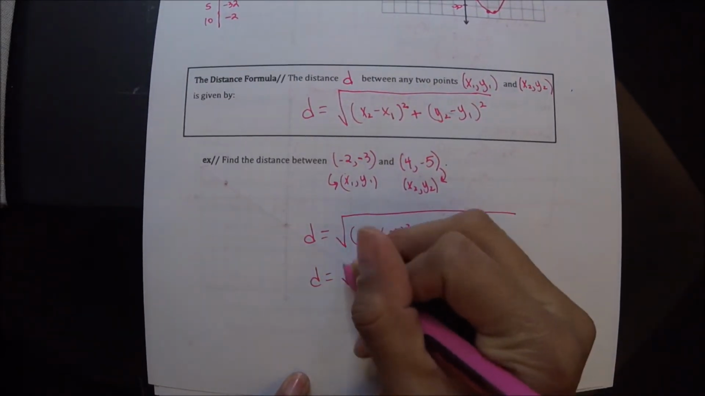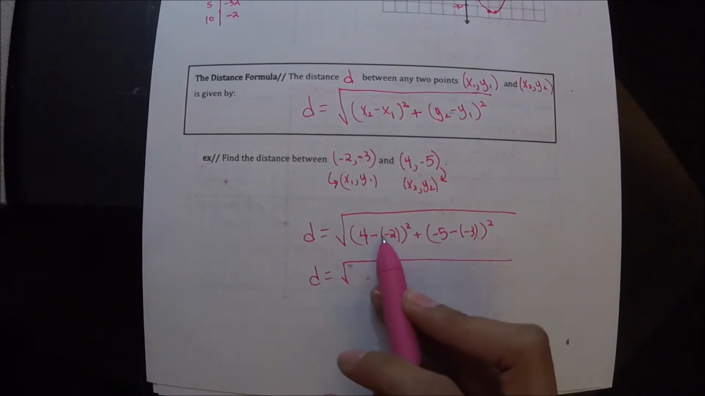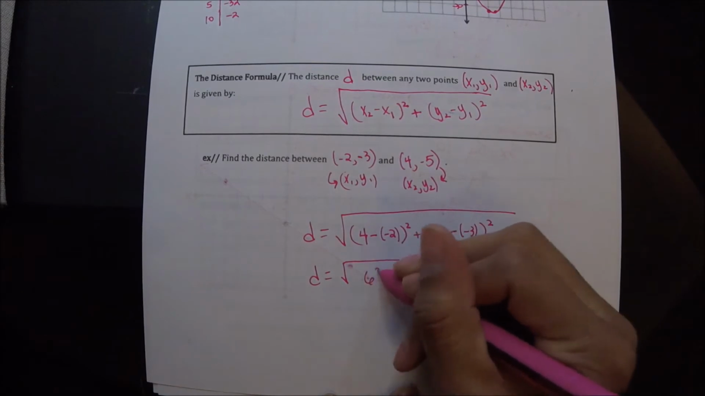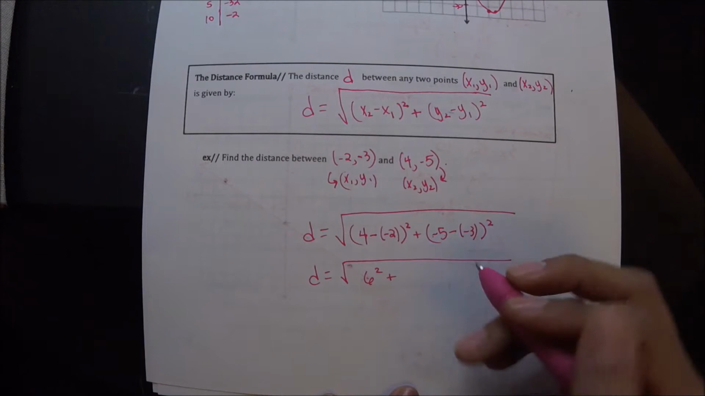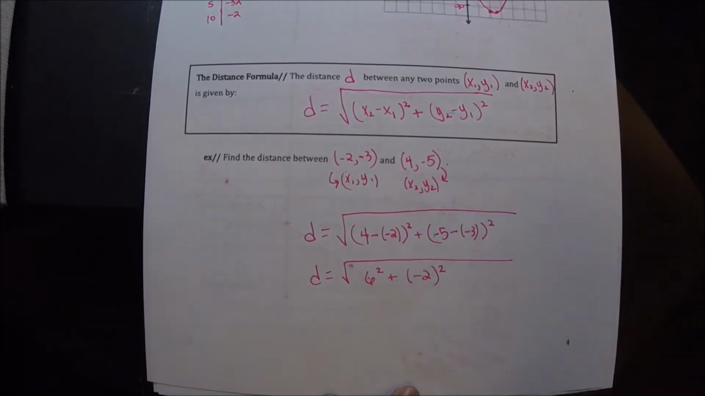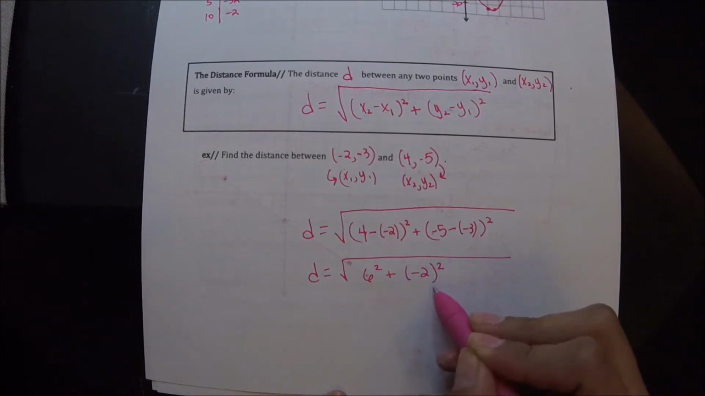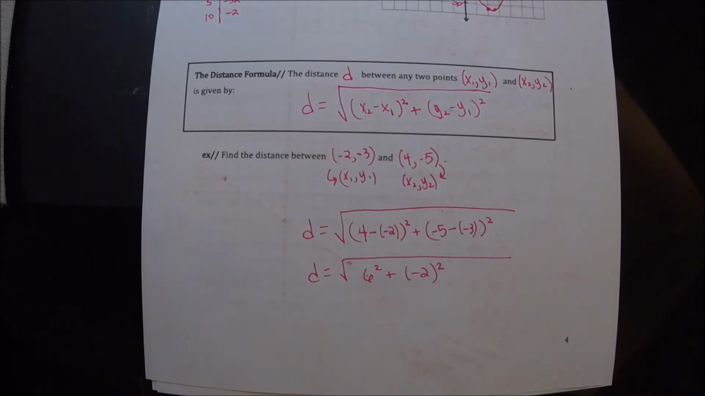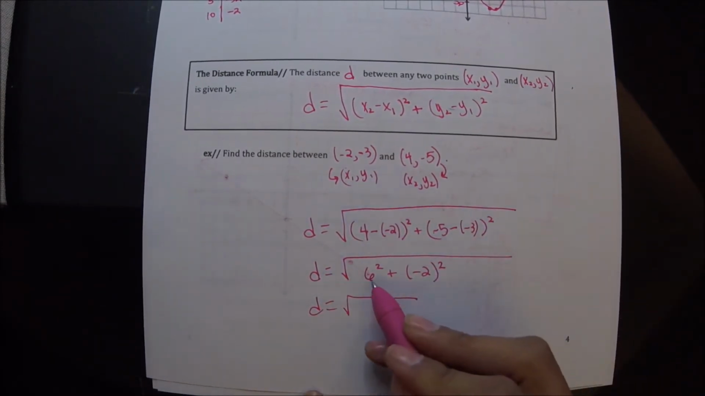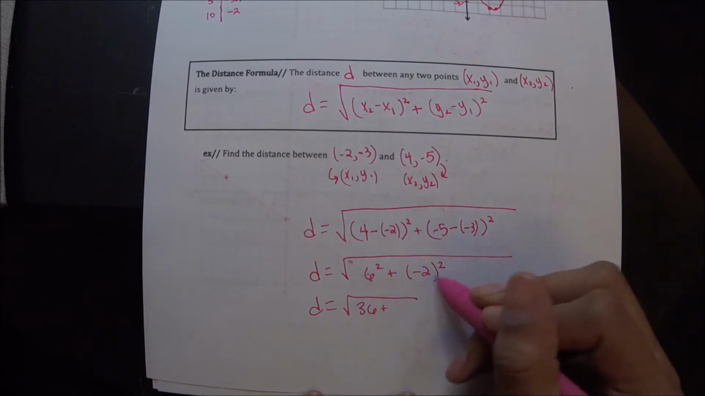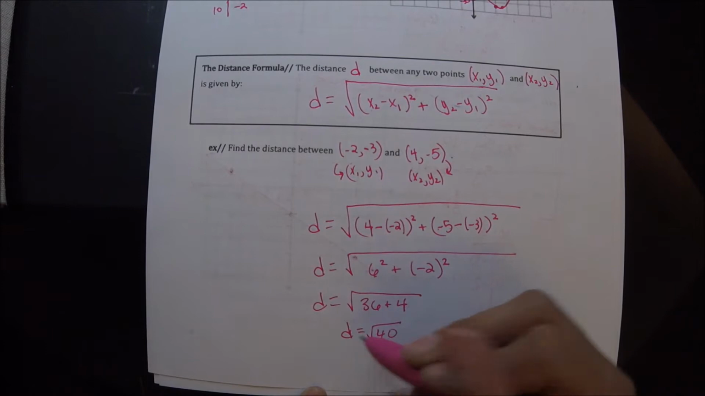And then the rest is simplification, work from the inside out. So 4 minus -2, that's 6. So we have 6 squared plus -5 plus 3 is -2. And that whole thing in parentheses, because we're squaring the entire number -2, so we need the parentheses there. So, next, 6 squared is 36, -2 squared is 4, 36 plus 4 is 40.